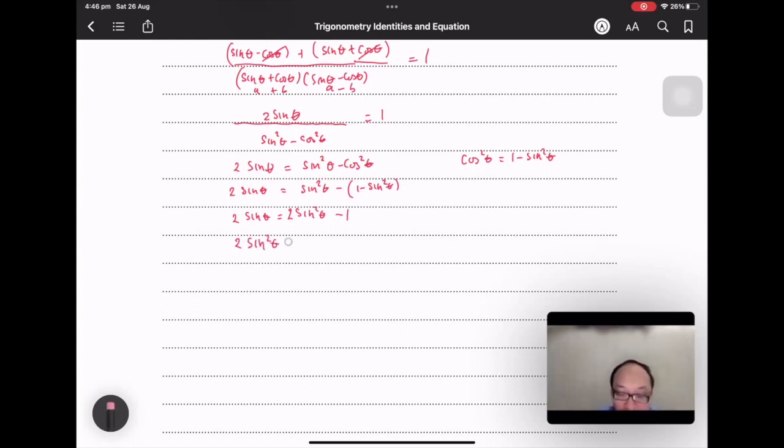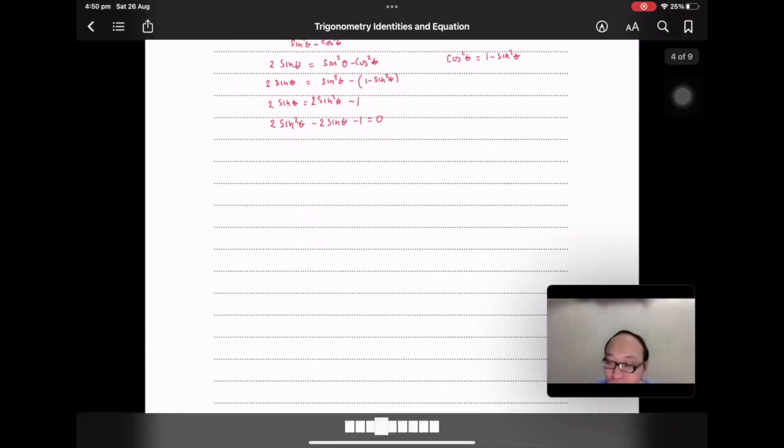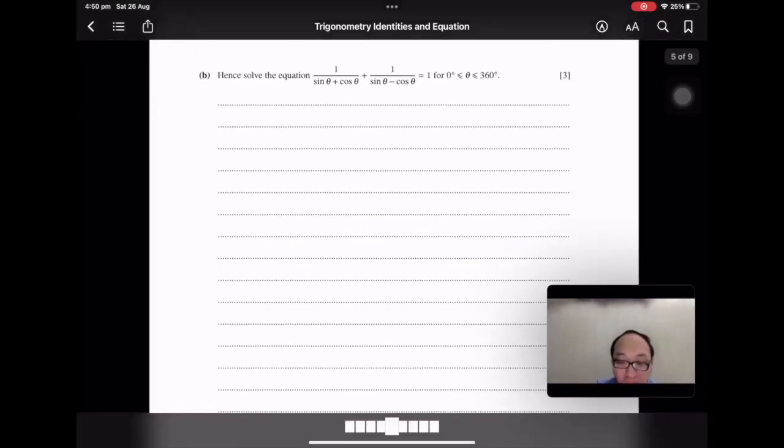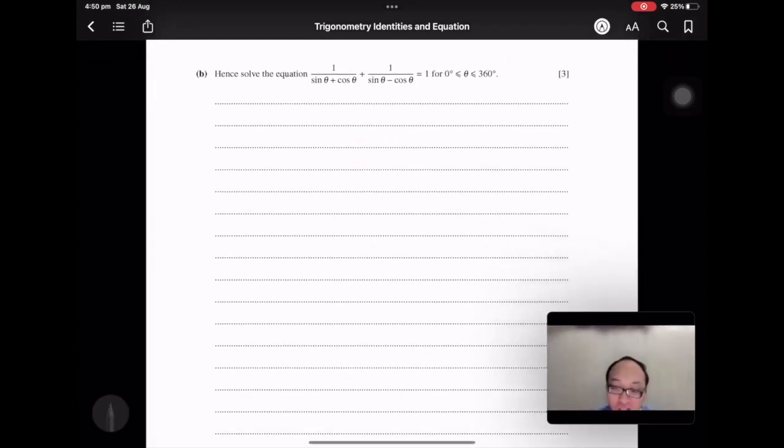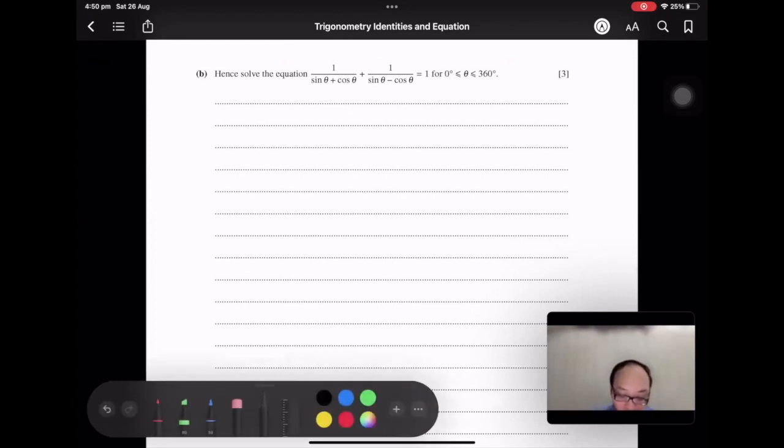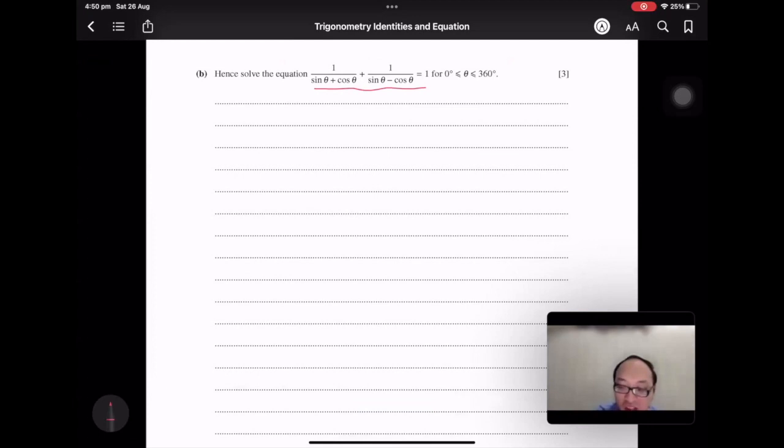So 2 sine theta minus 2 sine theta minus 1 equals 0. Okay, from here, this is for A. And then for B, hence solve the equation for 0 until 360. So we can change this expression using the previous answer. It's 2 sine square theta minus 2 sine theta minus 1 equals 0.